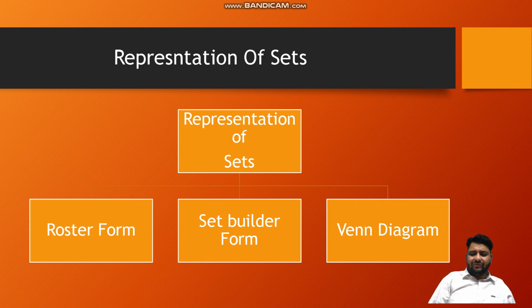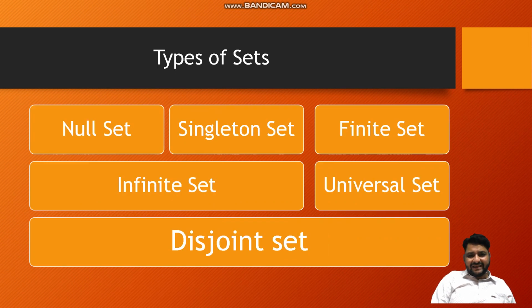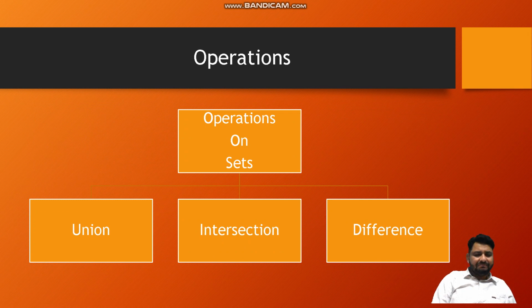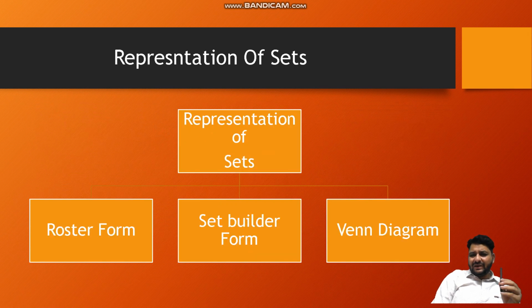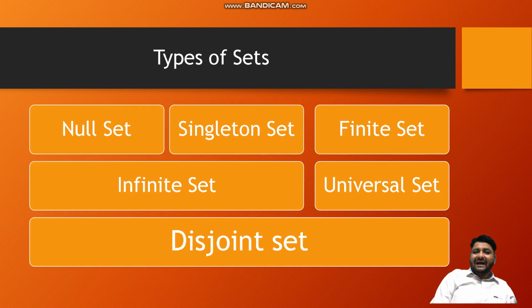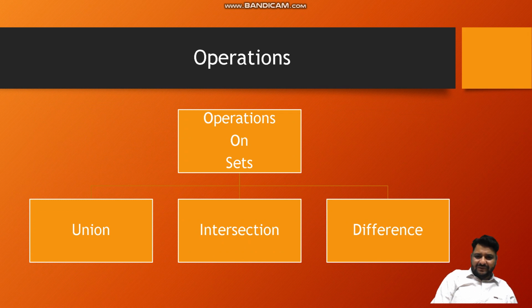Okay, see here. First important part is the representation of the sets. Second part is the types of sets. Third part is the operations. That's it. This is the set. It's very simple. First one is the representation of the sets, types of sets, and operations on sets.